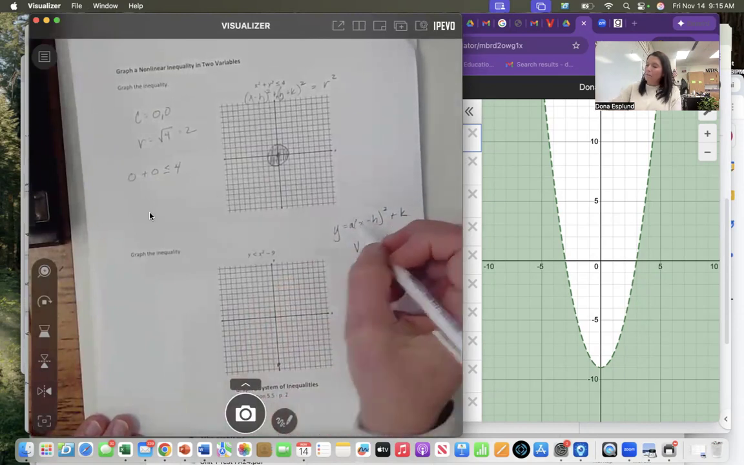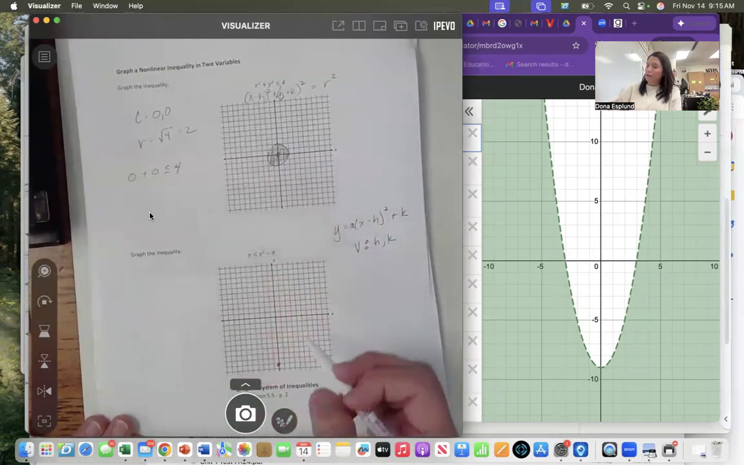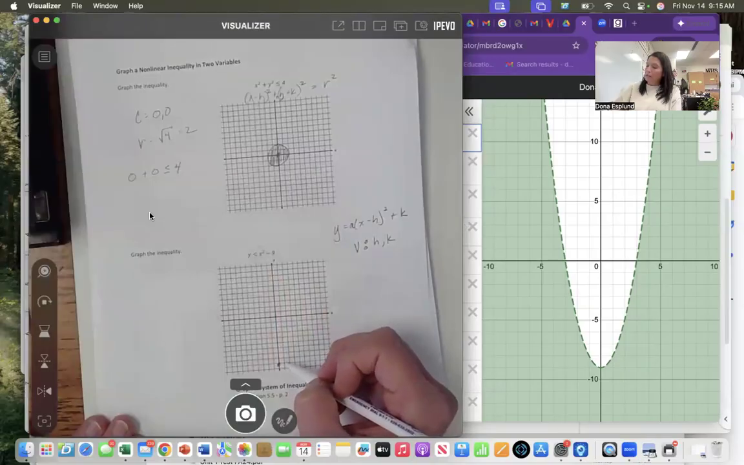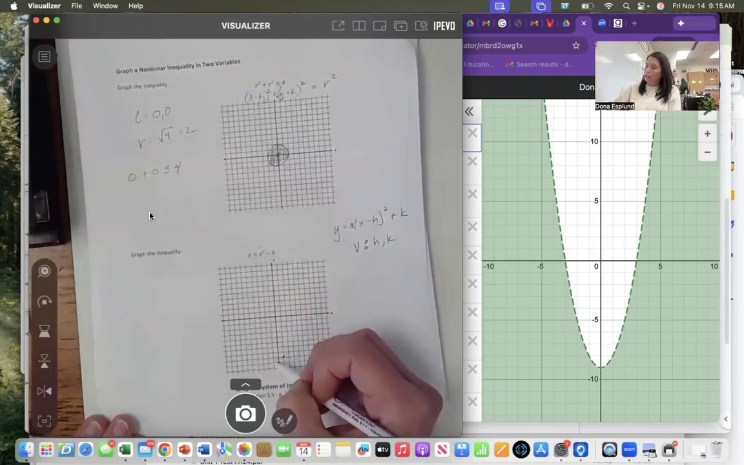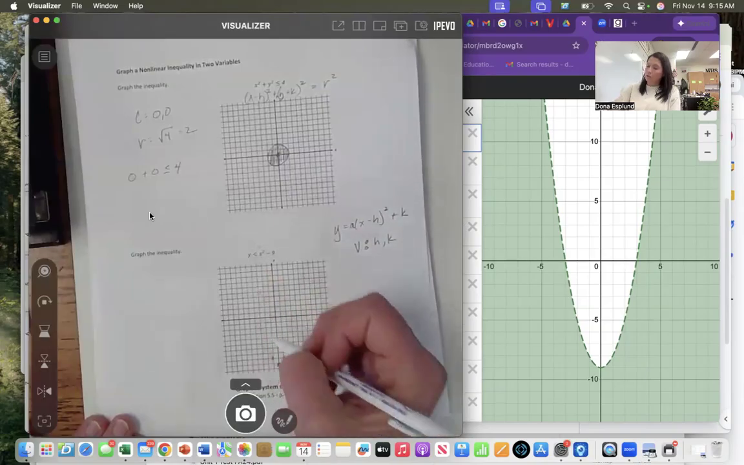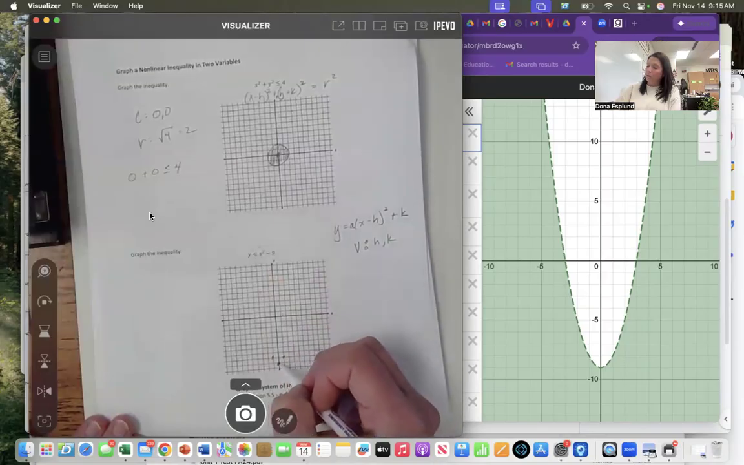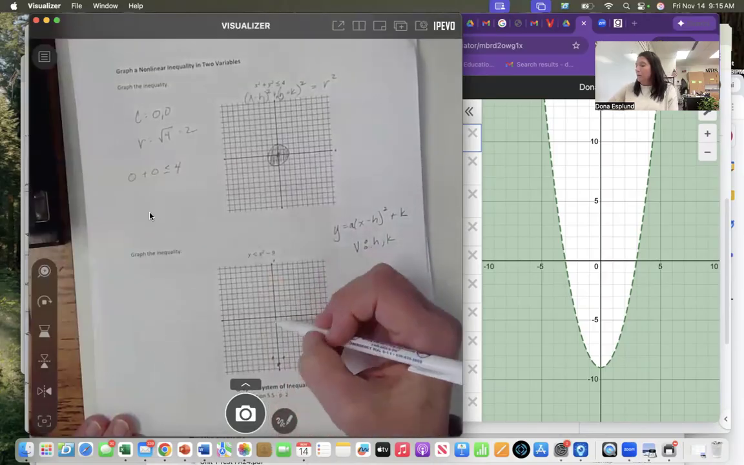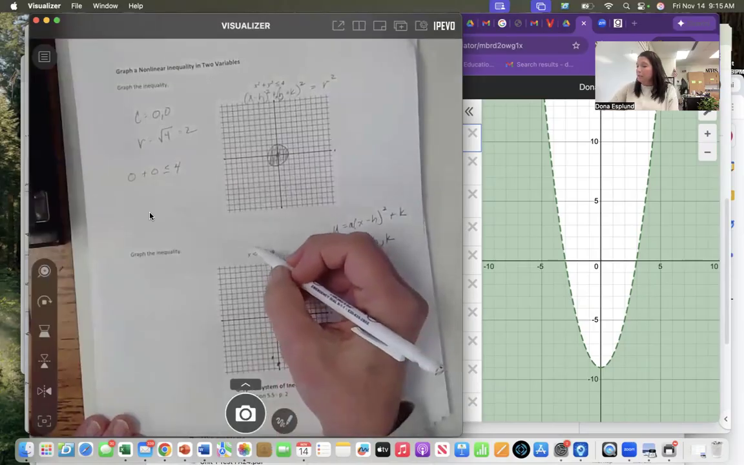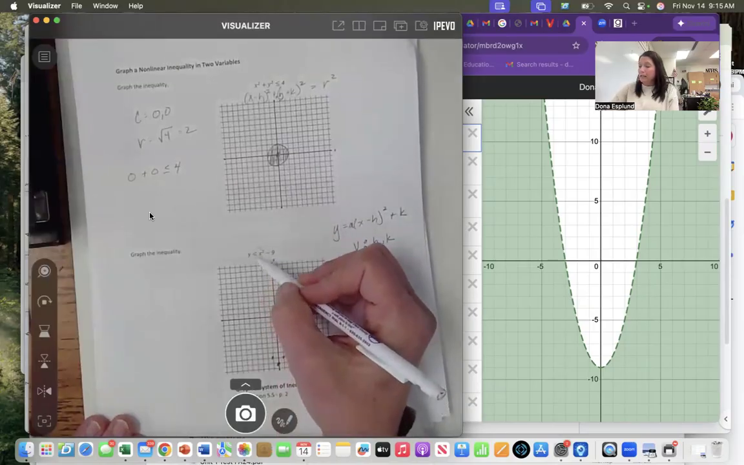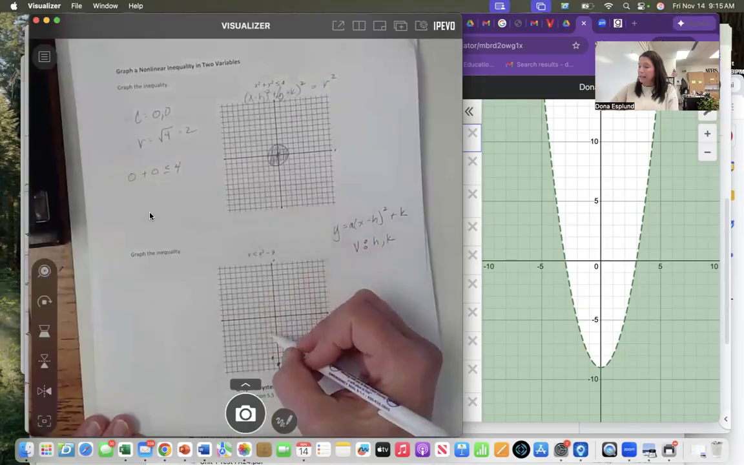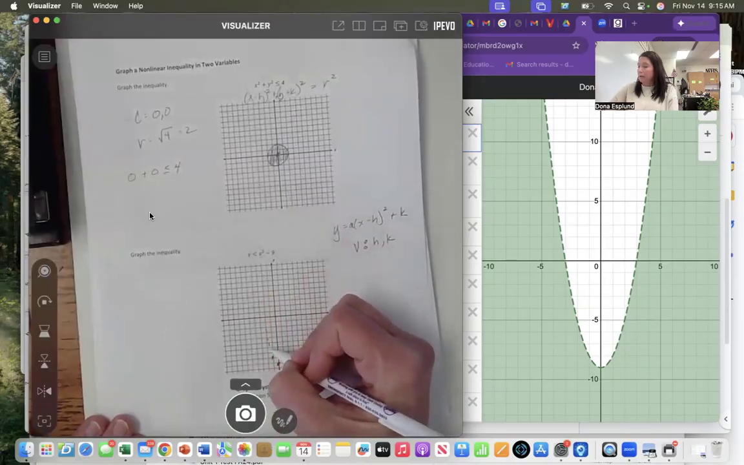It does open up because the value in front of the x squared is positive, and since a is equal to 1, it's going to go over 1, up 1. Remember, if it was 2, it'd be over 1, up 2. If it was 3, it'd be up 3. If it was a half, it would go over 1, up a half. All right, then because it's just less than, and not equal to, I am going to put a dashed line.